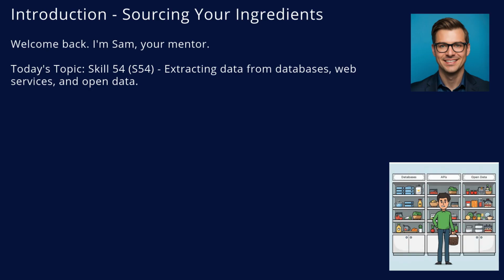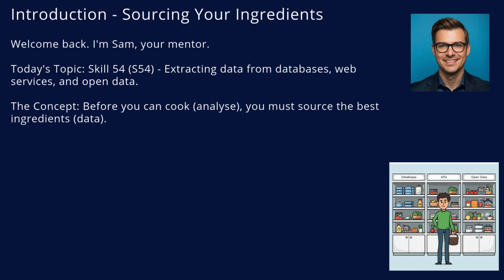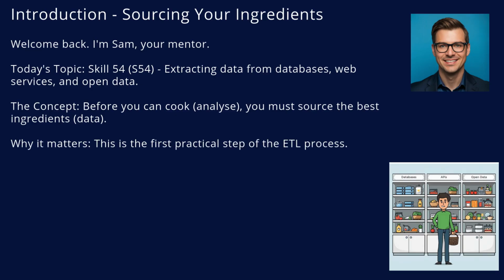For example, databases, web services, open data. This is the foundational, hands-on skill of sourcing your raw materials. I want you to think of yourself as a chef preparing for a new recipe. Before you can even start cooking, you need to source your ingredients. You need to know which supplier has the best vegetables, where to get the right spices, and how to get them delivered to your kitchen. This skill is exactly that, but for data.